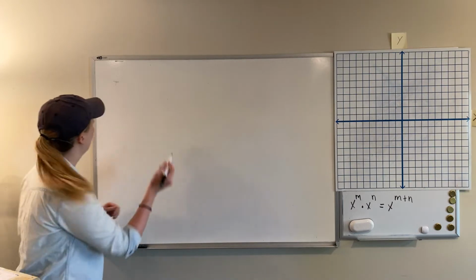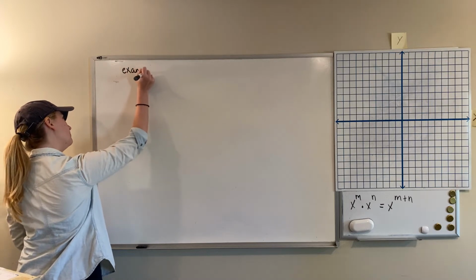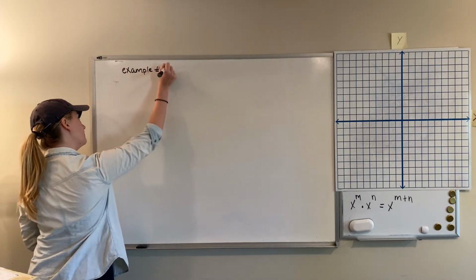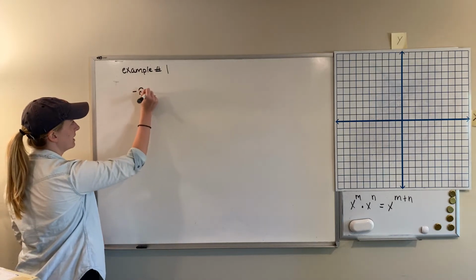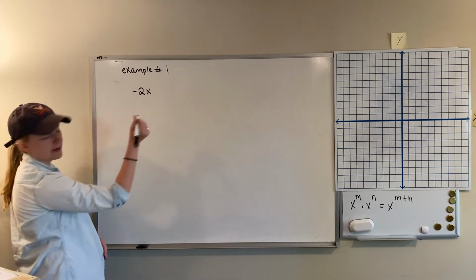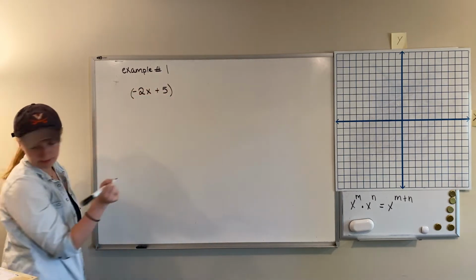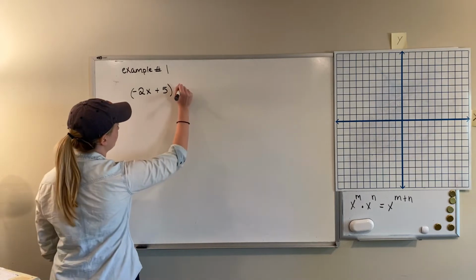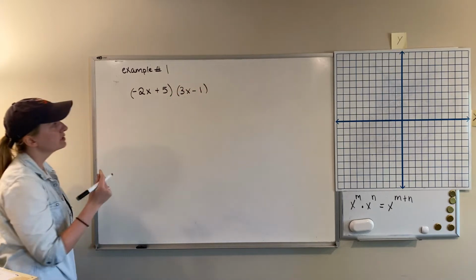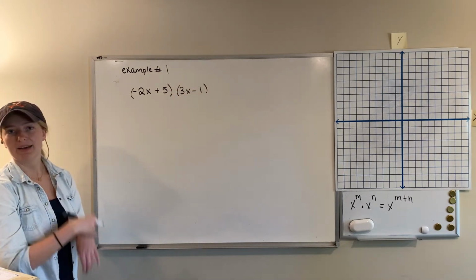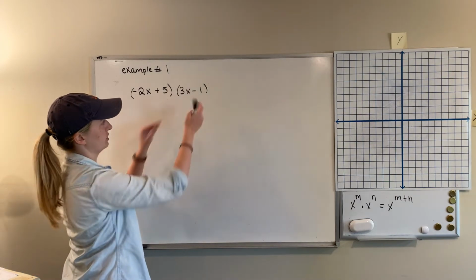Find the product of negative 2x plus 5 times 3x minus 1. And again, you only really use this method when you have a binomial times a binomial. Again, bi means 2, so a 2-term expression times a 2-term expression.